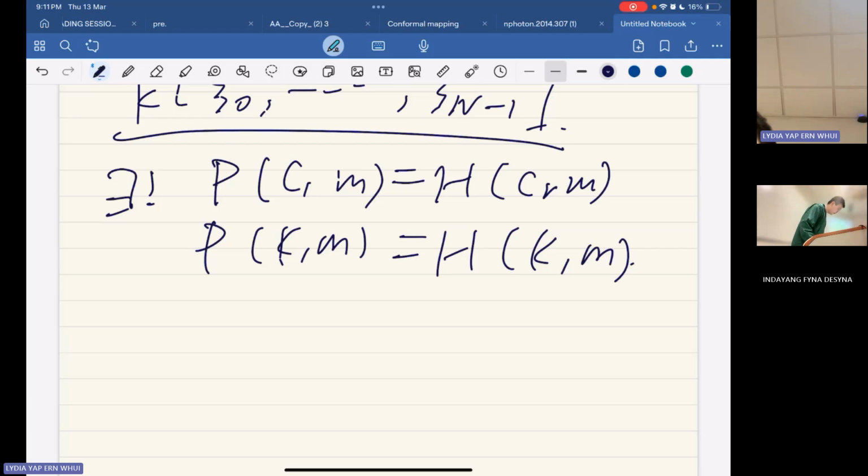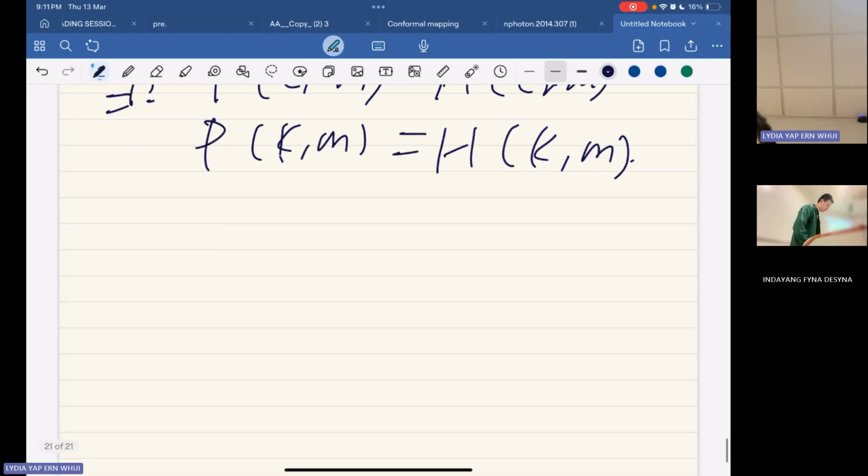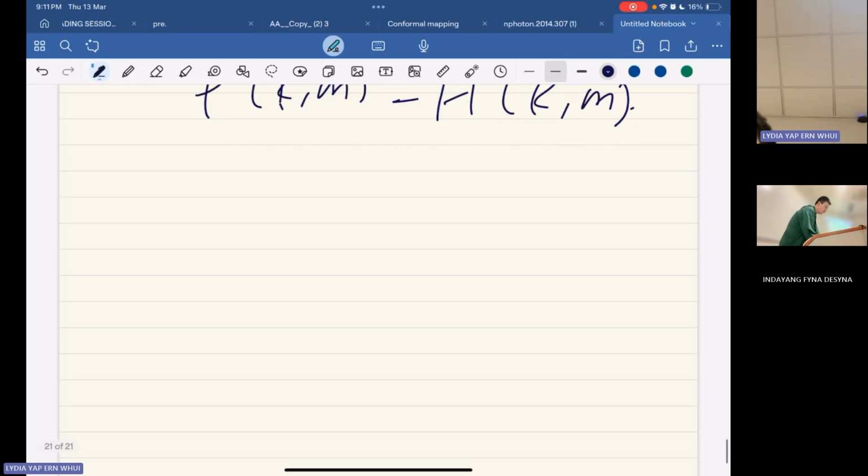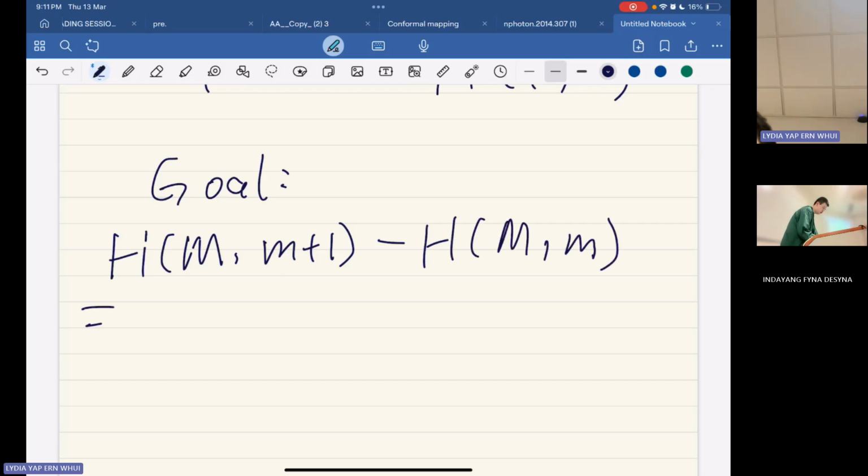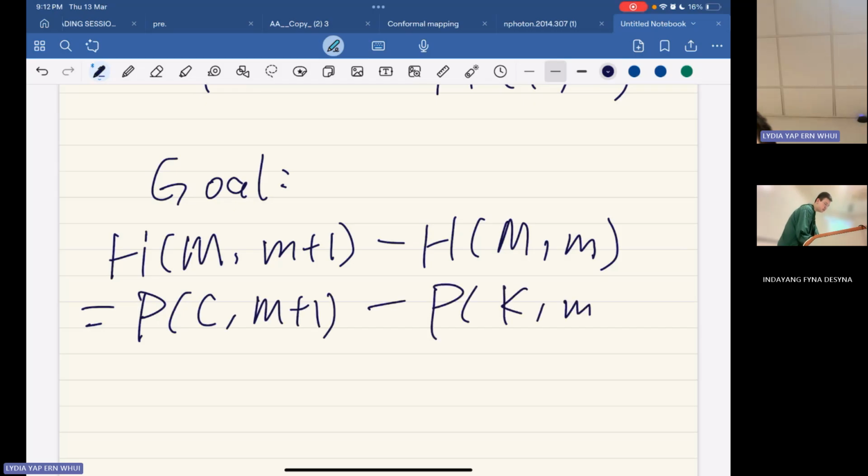And we will use this later. And let's compute a thing. Actually, I will say that our final goal is to show that HM(m+1) minus HM(m) equals PCM(m+1) minus PKM(m). This is our goal, and why we set this as our goal.